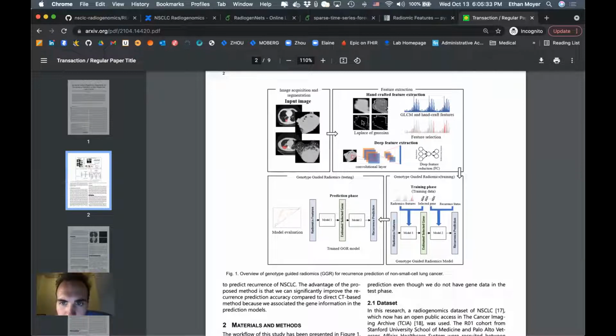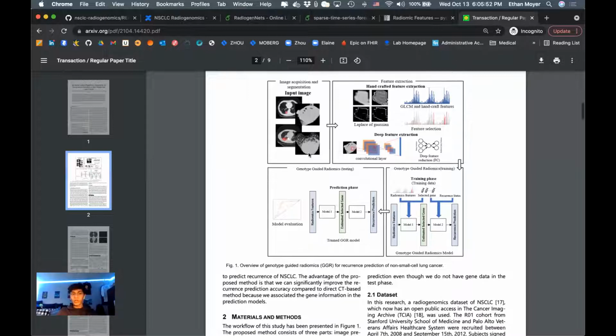It looks like they did some sort of ROI selection on a small part of the image itself. They didn't focus on the entire lung. They focused on a subset of the lung.